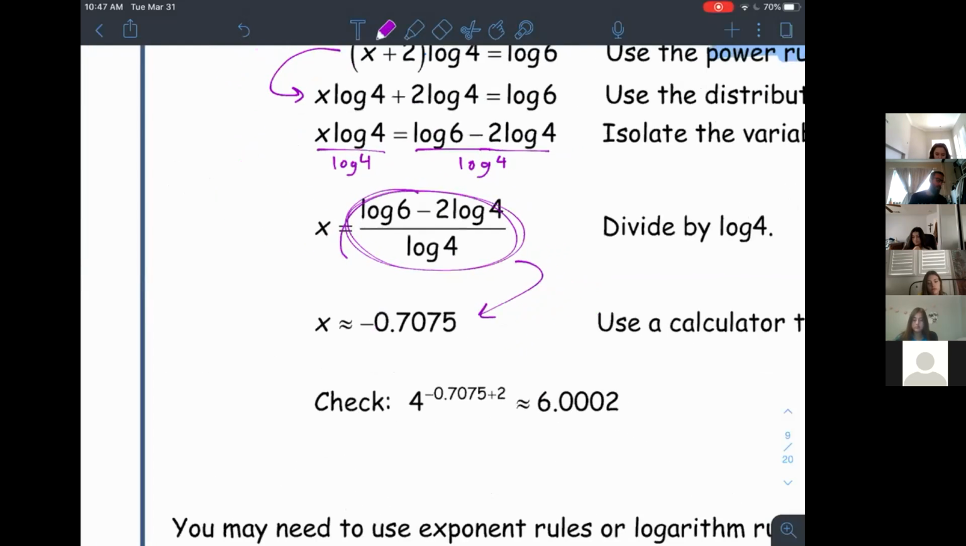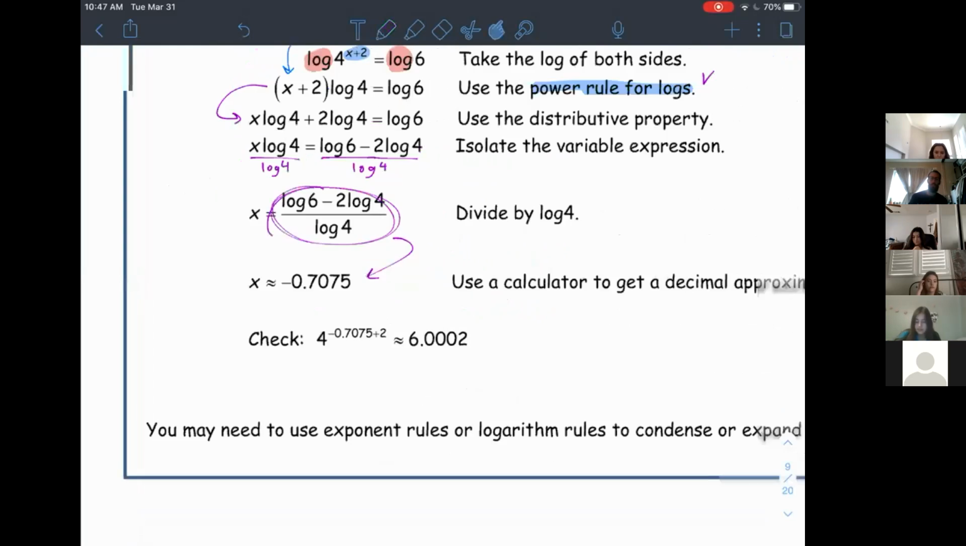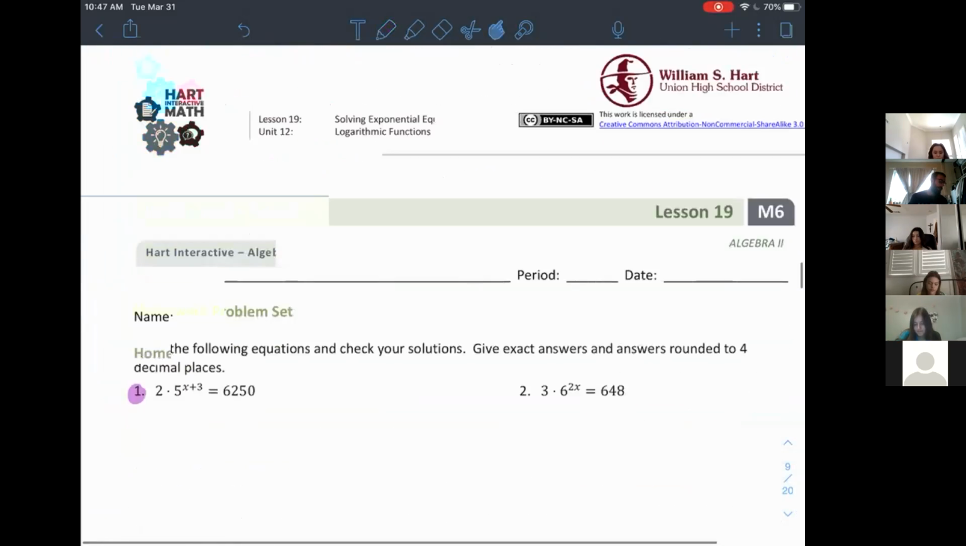Let's get into a few problems that might be a little bit easier than this one. And let's cruise on down to the next page.